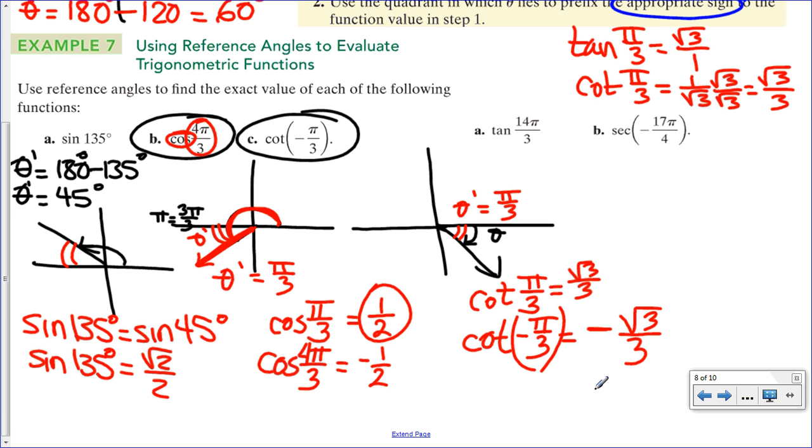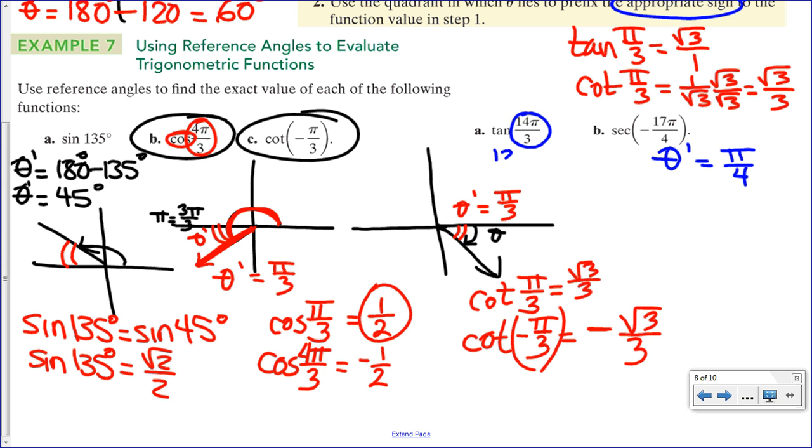Okay, and I just want to stop here. Those last two, I will leave those for you guys. I think you can handle them. Just so you know, the reference angle for this one is going to be, it's going to make 4 complete turns in the negative direction, and then it's going to go a little pi over 4 after.